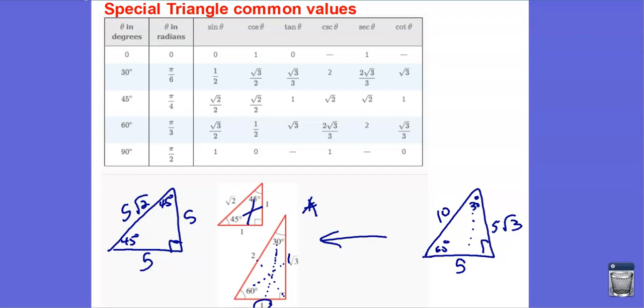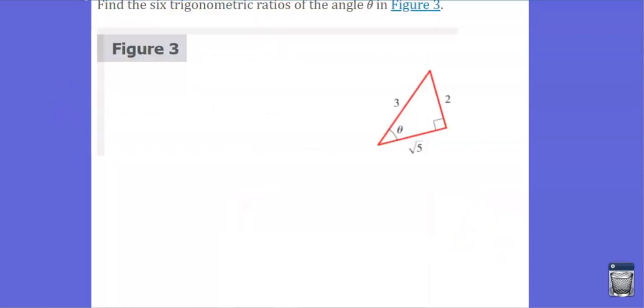So here are the degree measures, and here are the radian measurements of those angles. Again, the unit circle is going to come in handy, knowing this as well. Sine, cosine, tangent, cosecant, secant, and cotangent. Again, knowing the unit circle is going to come in handy for this, and also these special triangles.